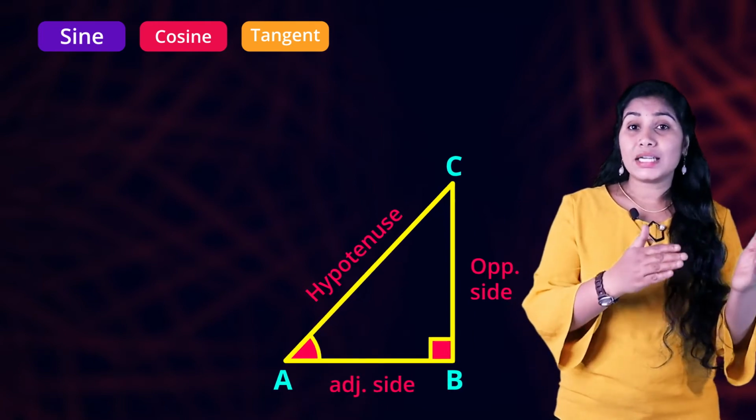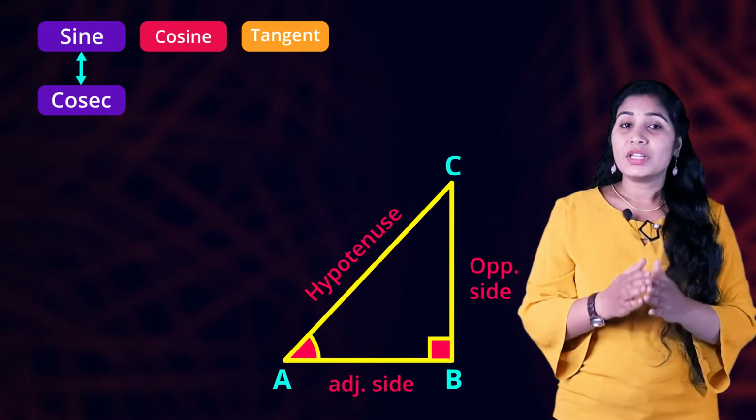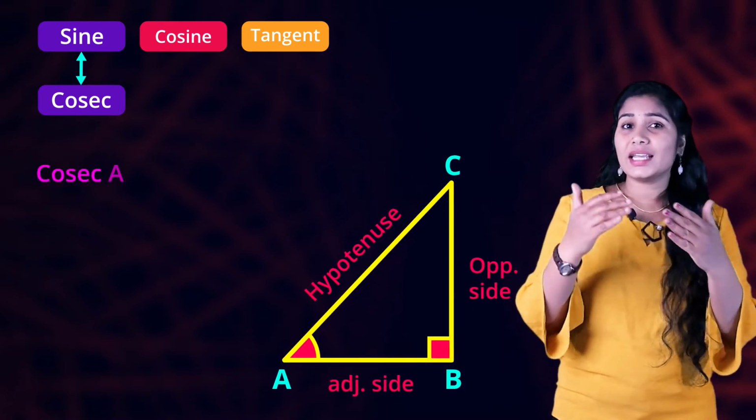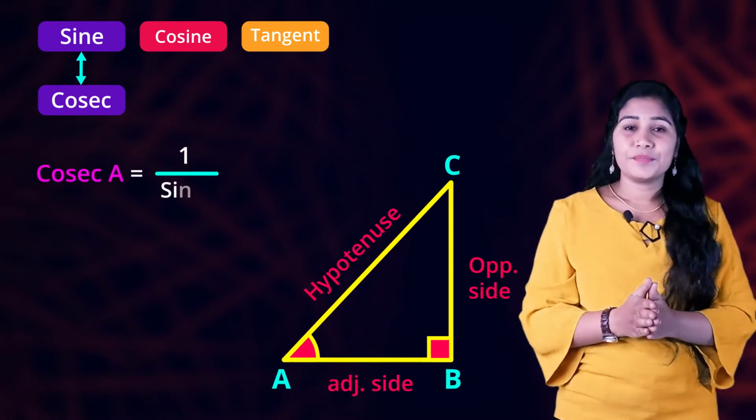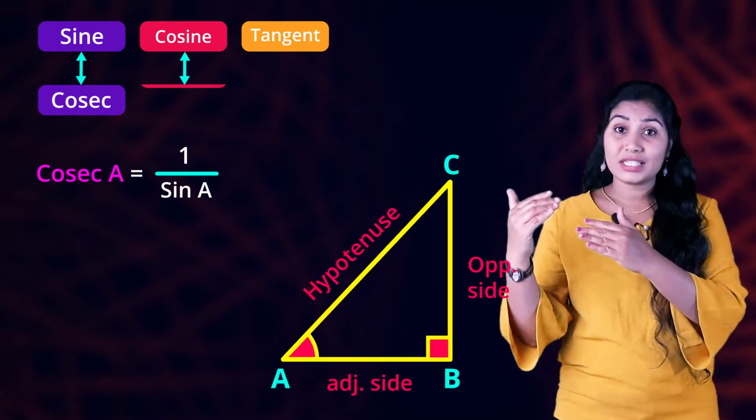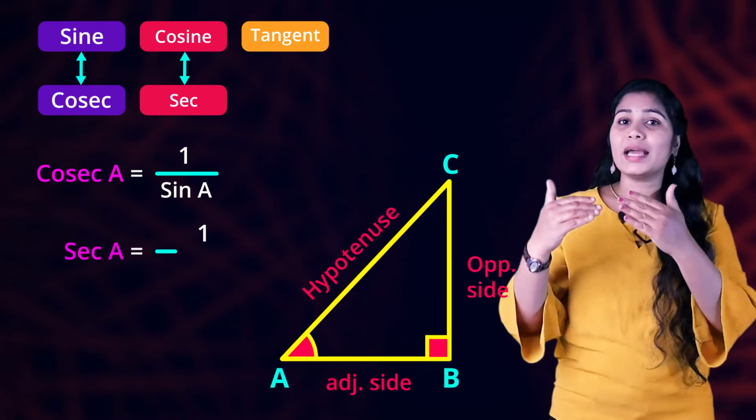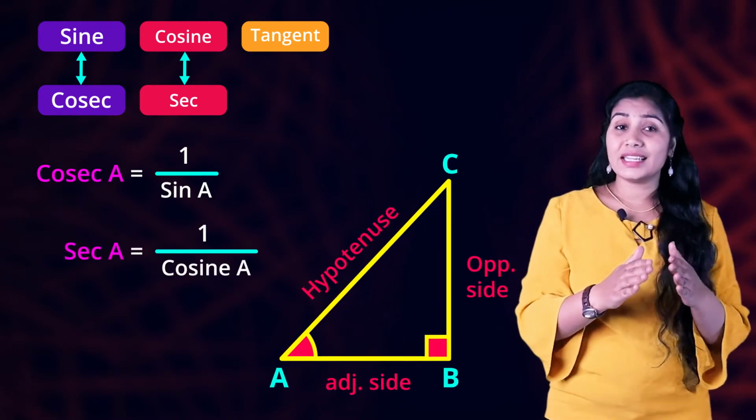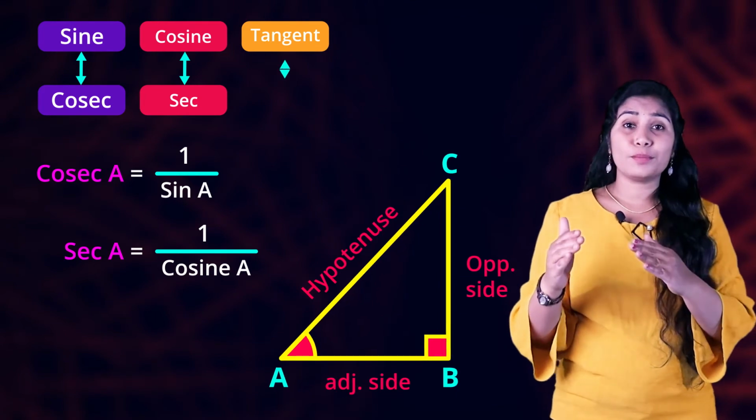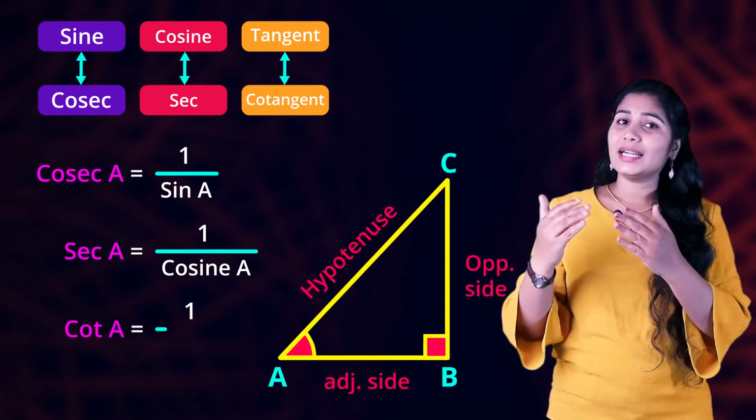That means the multiplicative inverse or reciprocal of sine A is cosecant A. Simply write it as cosecant A equals 1 by sine A. Similarly, the reciprocal of cosine A is nothing but secant A. Simply we can write it as secant A equals 1 by cosine A. Similarly, tan A is the reciprocal of cotangent A. Simply cot A is nothing but 1 by tan A.